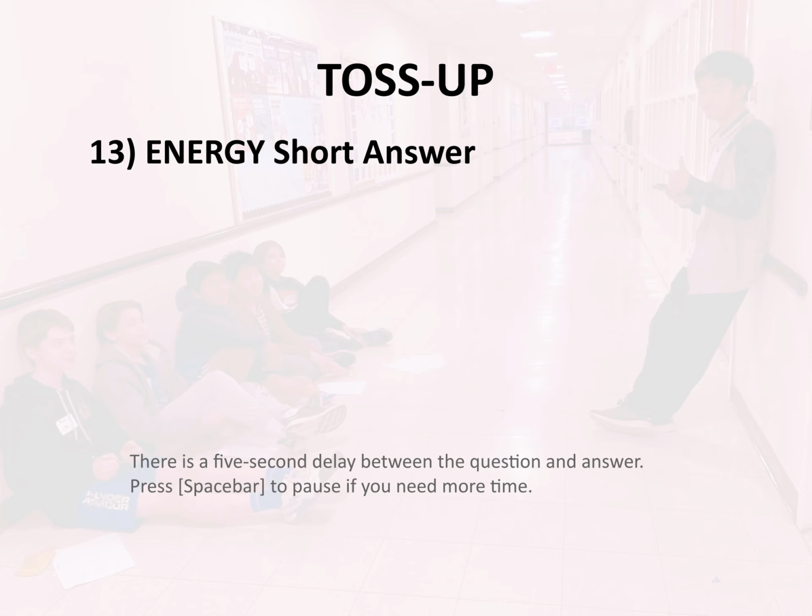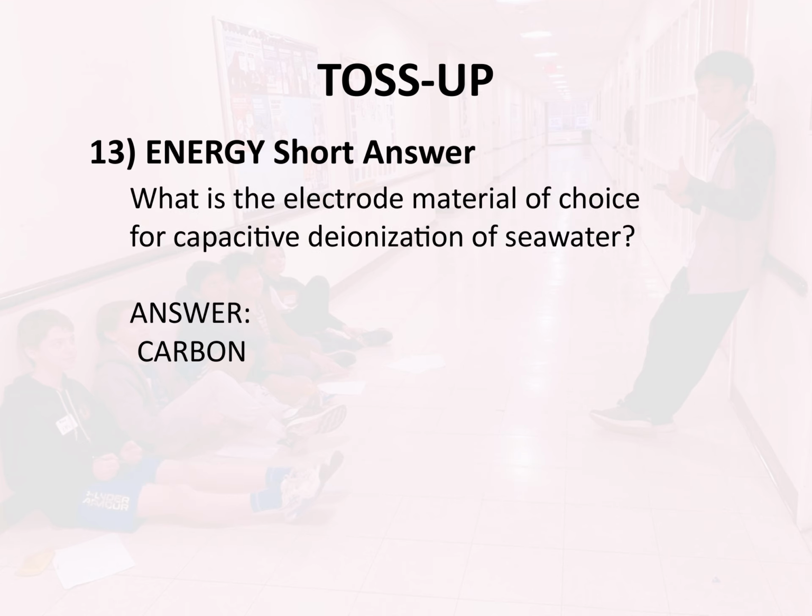Toss-up 13. Energy. Short answer. What is the electrode material of choice for capacitive deionization of seawater? Answer: Carbon.